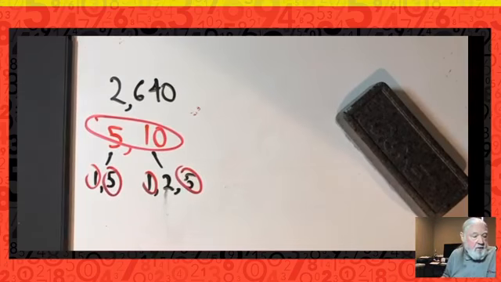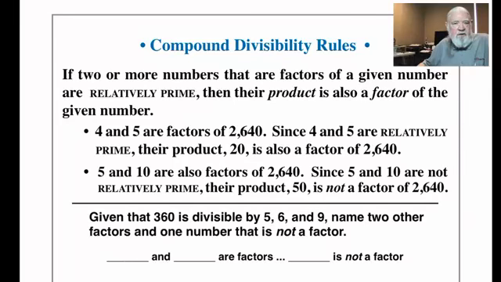Okay, so let's take a look now at this example. Given that 360 is divisible by 5, 6, and 9, name 2 other factors and one number that is not a factor based on this given information. Okay, so let's do this in parts. Let's go first for 2 numbers that divide 360, that we can use 5, 6, and 9 as our guideposts for. So any thoughts on this?